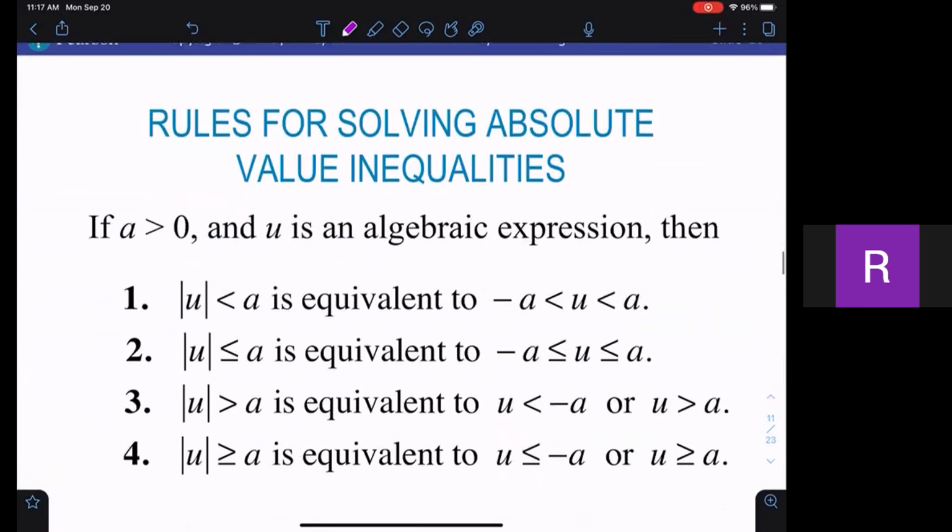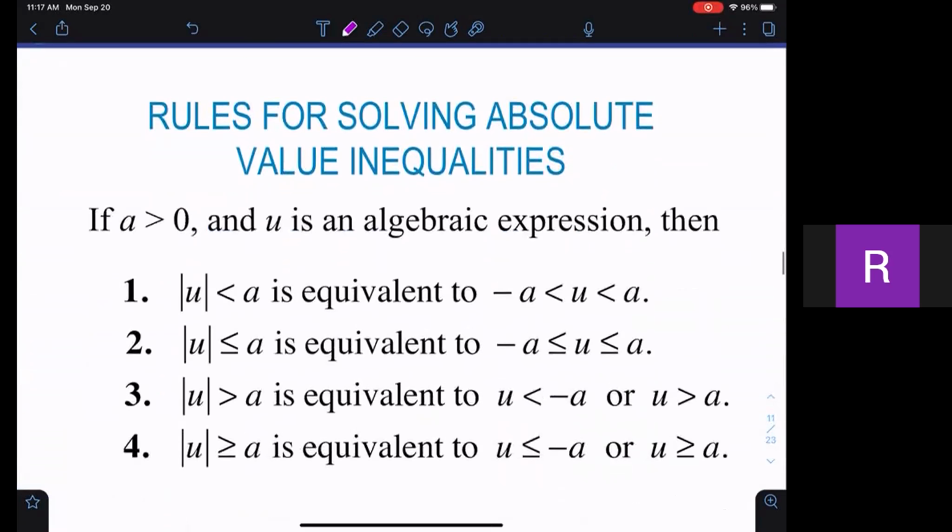Now this is what I want you to remember: the rules for solving absolute value inequalities, right? They say that if a is greater than 0 and u is an algebraic expression, then the absolute value of u is less than a is equivalent to negative a less than u less than a.